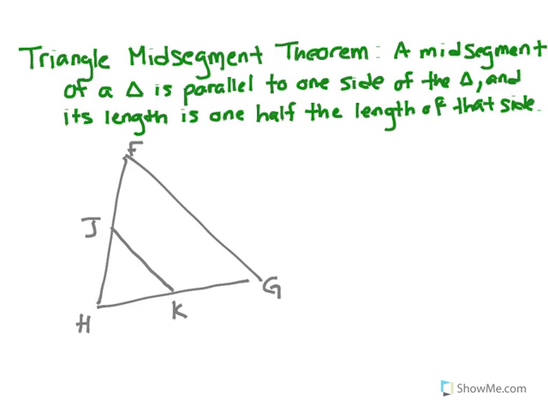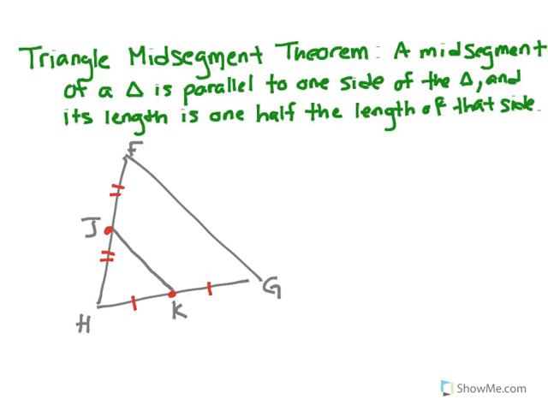So K on this side of HG, this point is a midpoint, which means that this side and this side are the same length. And the same goes for J. J is a midpoint as well, so this side is congruent to this side. We know that information right off the bat if we know that JK is a midsegment.